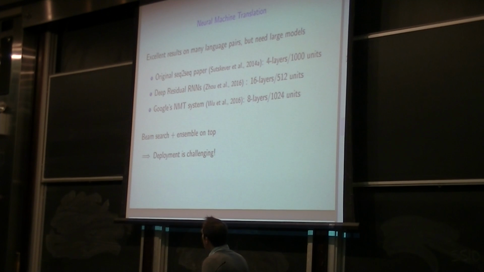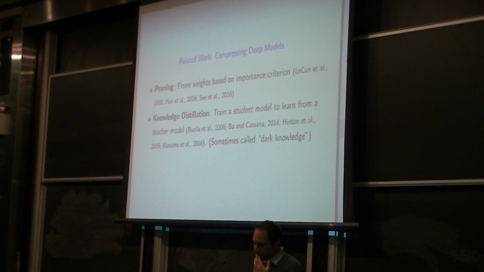On top of this, you have to do what's called beam search, which I haven't talked about, to actually do translation. And then people often ensemble these things. You're running like 8 models in an ensemble. And so deployment is pretty challenging to say the least, particularly if you don't have massive GPUs or have built your own hardware just to do this fast, as Google has. So the work we were looking at was how you can make these models smaller.